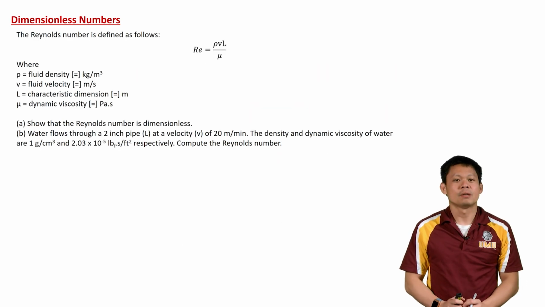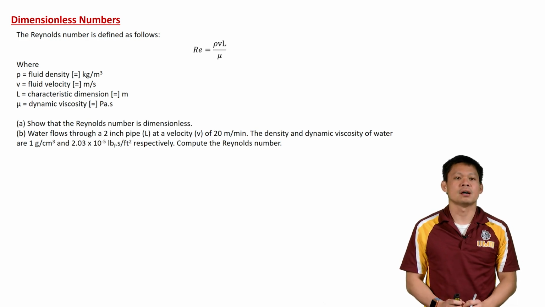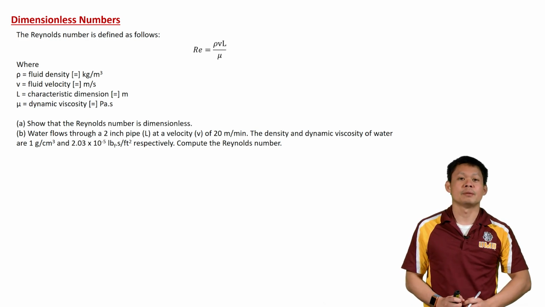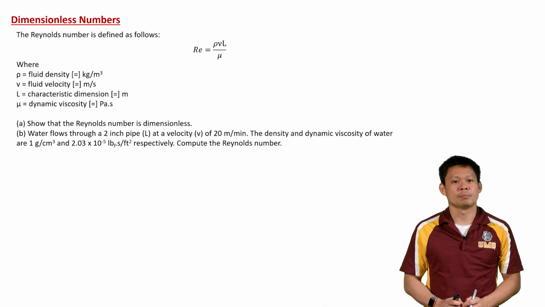Hello everyone, welcome to our second video example related to our lecture 2, and in this example we're going to do an example on dimensionless numbers or dimensionless groups. So in the lecture I introduced the Reynolds number. We're going to use that in our example today.